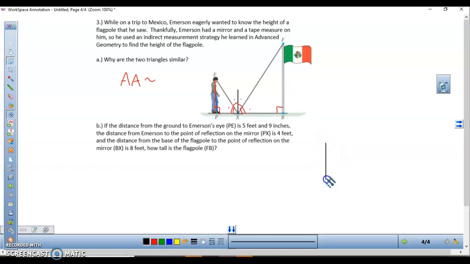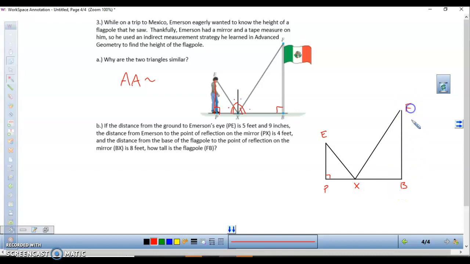That's representing Emerson. There's the ground. This is my flagpole. And here's my little angle of reflection. So I know that that angle, and this is point P, E, X, B, and F, I know that they've got right angles, and I know that these angles are congruent. And I know, let's see what else I know.